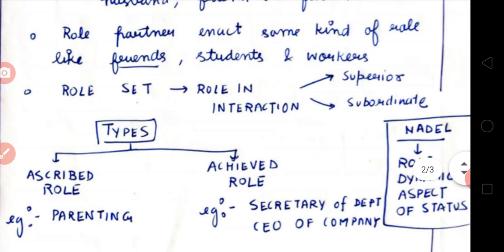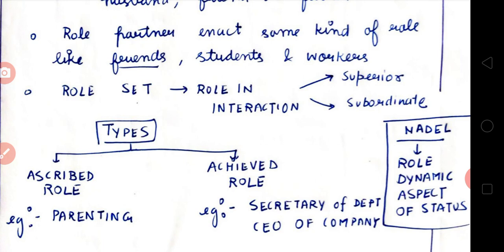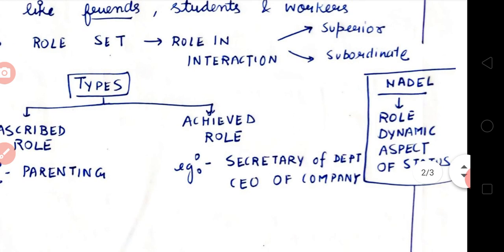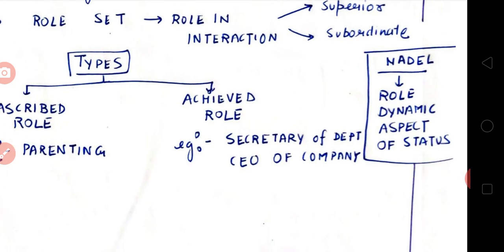There are two types of roles, ascribed role and achieved role. For example, parenting of the child is an ascribed role. Father and mother both perform it. While an achieved role is one which is due to one's individual capabilities. The secretary of a department or the CEO of a company may be so due to merit, talent as well as capabilities. Now, S.F. Nadel has also defined that role is the dynamic aspect of status. This is important because one's status can be achieved, but the role performed is the expression of the position one achieves in the social structure or social organization.